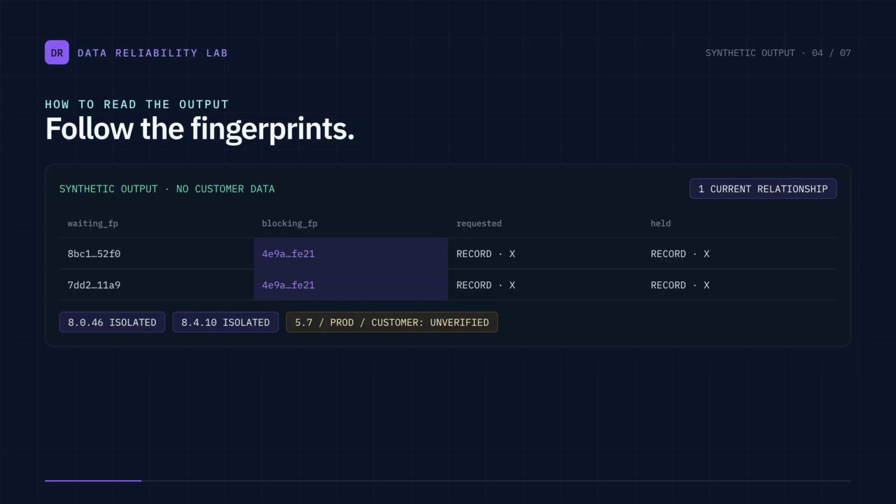But the output is a current snapshot. It does not include SQL text or object names, so it cannot explain business intent. The same contract returned one synthetic relationship on isolated MySQL 8.0.46 and 8.4.10. MySQL 5.7. Production and customer environments remain unverified.